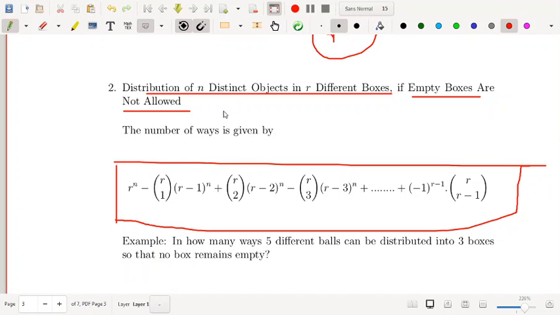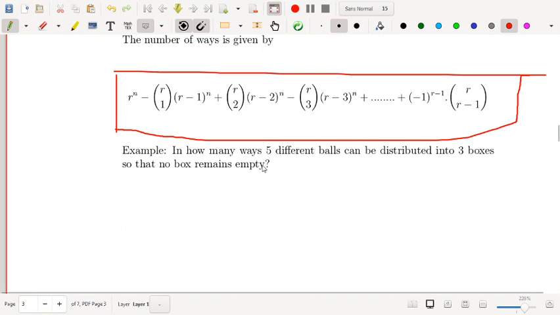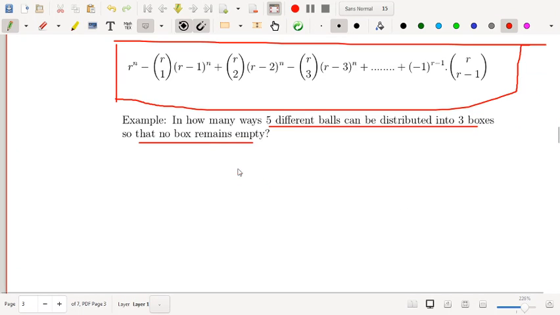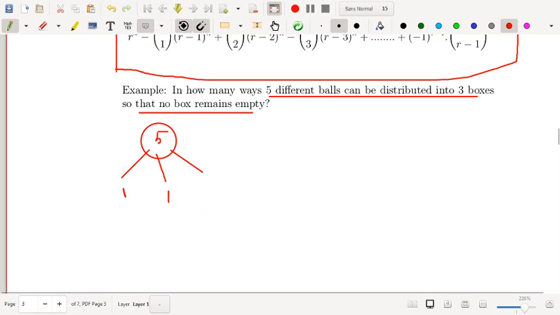Now there is a problem for you. In how many ways can 5 different balls be distributed into 3 boxes so that no box remains empty? So let us distribute 5 different balls. 5 can be divided into 1, 1, 3.